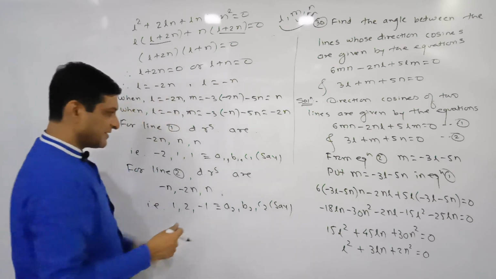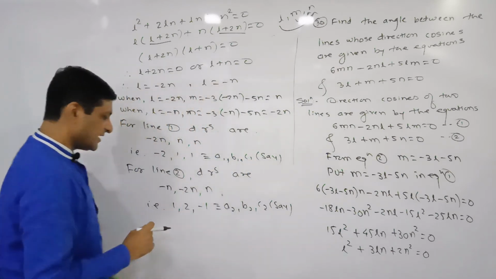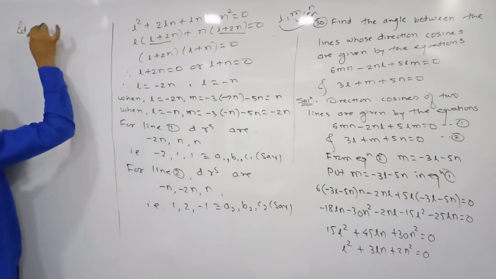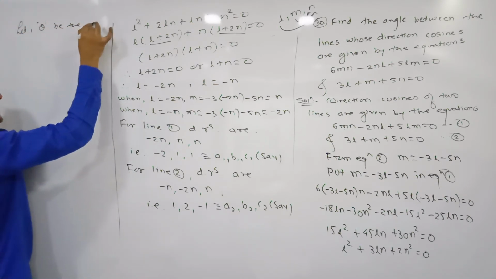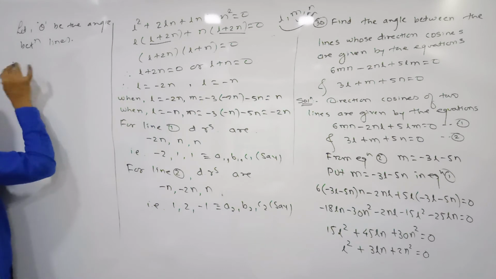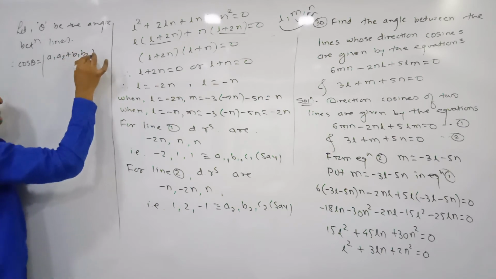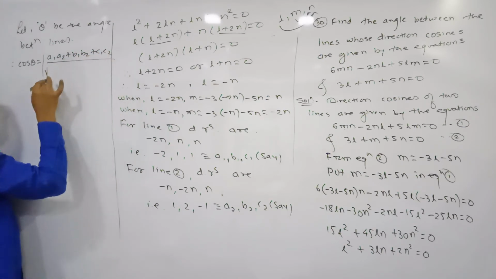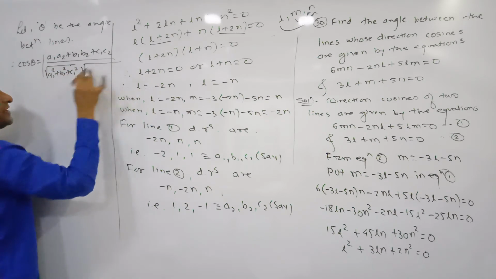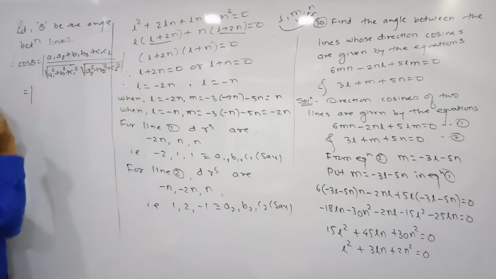Once the direction ratios of the two lines are known to us, we have a formula to find the angle between them. Let us denote the angle between the two lines by theta. So let theta be the angle between the lines. Therefore, what is the formula? Cos theta is equal to A1 A2 plus B1 B2 plus C1 C2 divided by under root A1 square plus B1 square plus C1 square into under root A2 square plus B2 square plus C2 square. The remaining part is just to substitute the values.